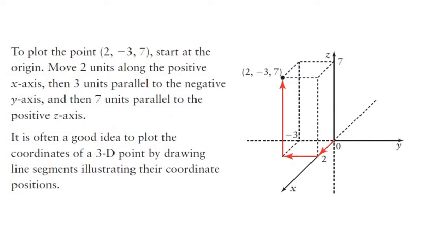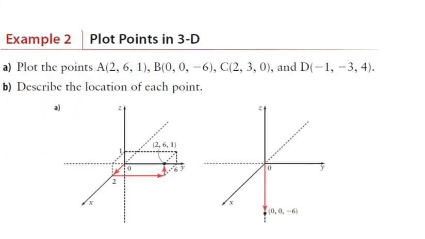Now let's see how to show a point. To plot the point (2, -3, 7), start at the origin, move 2 units along the positive x-axis, then 3 units parallel to the negative y-axis, and then 7 units parallel to the positive z-axis. It is often a good idea to plot the coordinates of the 3D point by drawing line segments illustrating their coordinate positions. Now let's see this example.